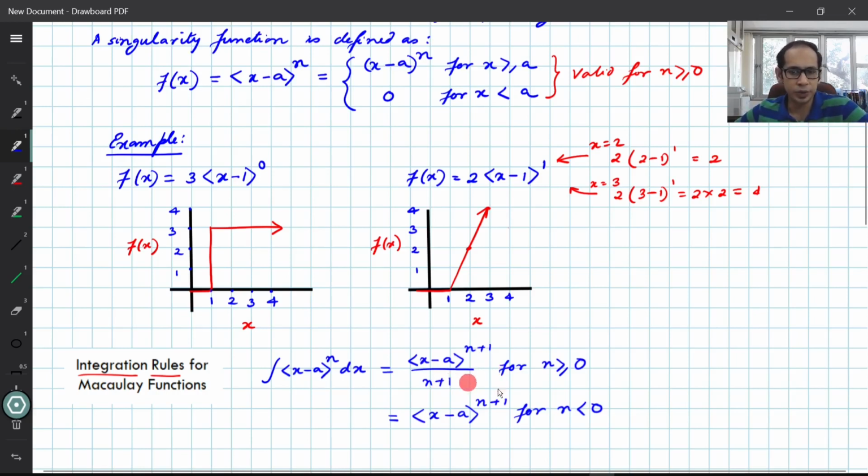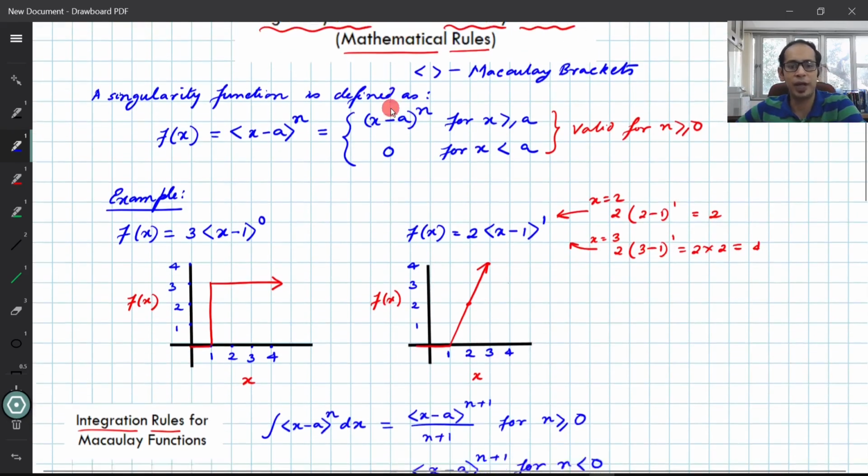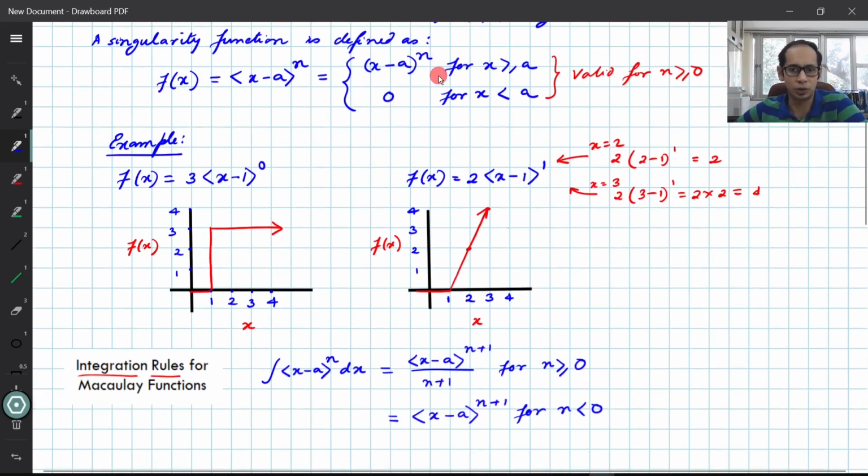And the other rule is that when n is less than 0, then it falls back to this one. You still have the exponent going from n to n plus 1, but now you have nothing in the denominator. So these are the rules of integration for the Macaulay functions, right? I hope overall it is clear to you. You just have to keep in mind how the Macaulay functions look and what the integration rule of the Macaulay function is.